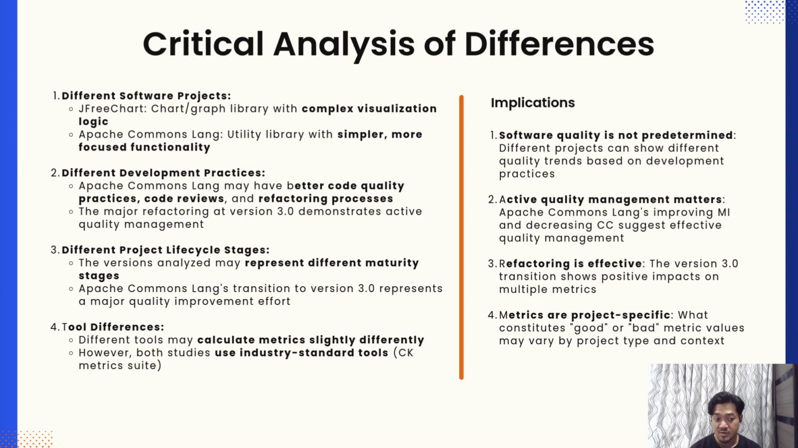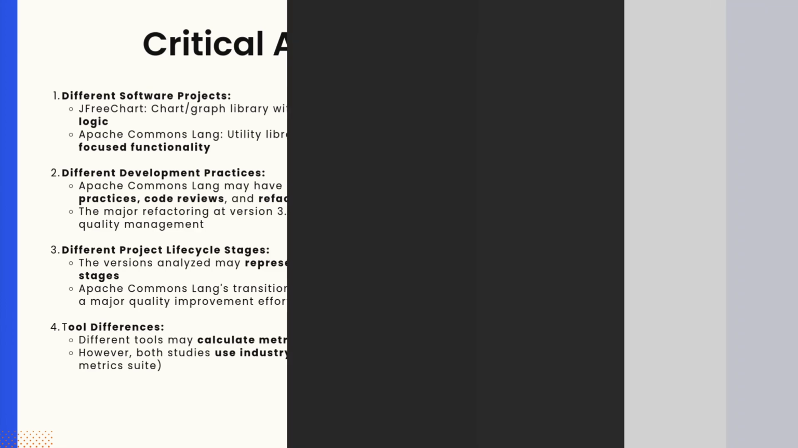So lastly, the tool differences. Different tools may calculate metrics slightly differently. However, both studies use industry standard tools, such as CK metric suite. So the implication is that software quality is not predetermined, active quality management matters, and refactoring is effective. And the last one, metrics are project specific.